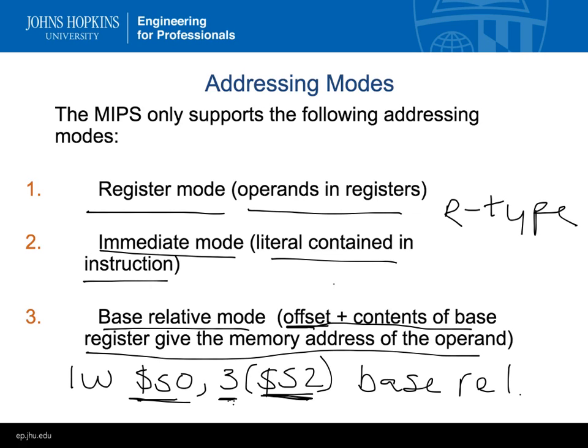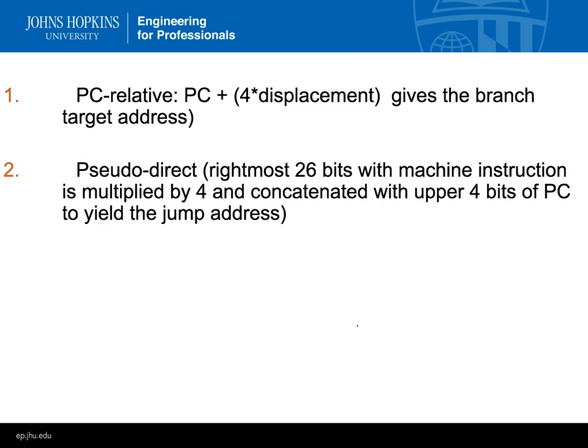Okay, so that's how that works. So this is load word, load the contents of S0 into the address given in register S2 plus 3 bytes. This is in bytes. PC relative, we give a displacement, multiply it by 4, and add it to the program counter.